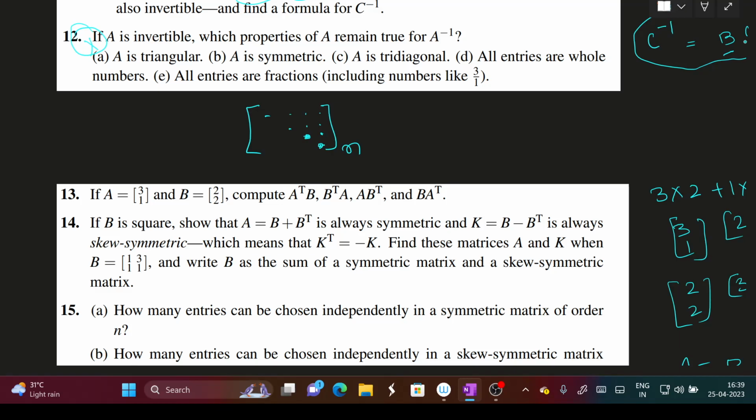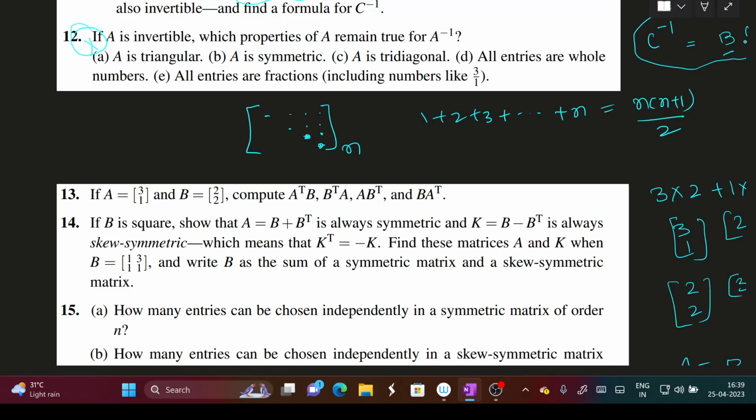So if we add this, 1 plus 2 plus 3 up to n, that means n into n plus 1 by 2 number of distinct elements I can write, because the rest of the elements are the same. So here the rest of the elements are the same. So how many choices are there? I have n into n plus 1 by 2 number of distinct choices.